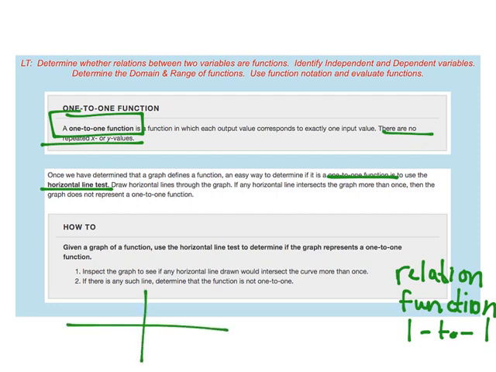Here's a graph. Here's a function. Draw a horizontal line. Is this graph one-to-one? Is this a one-to-one function? We know it is a function because it passes the vertical line test. But is it one-to-one? No. Why? Because it fails the horizontal line test. Okay. Here's another one, and then we will be done.